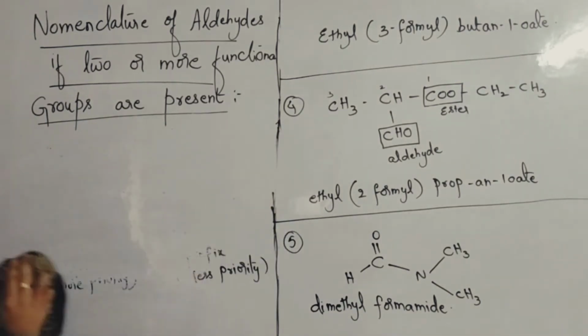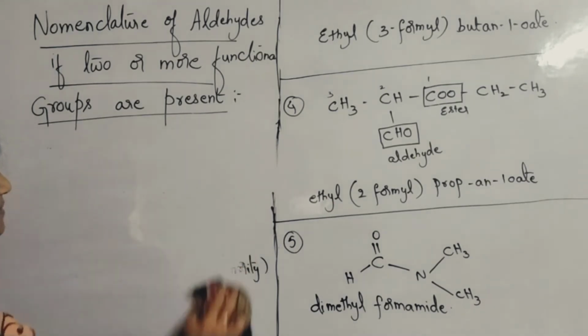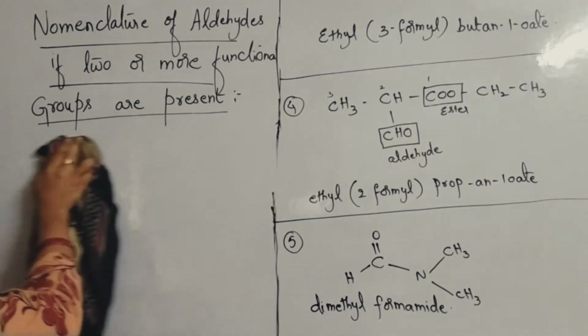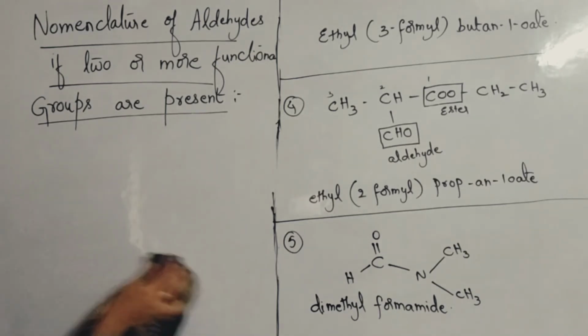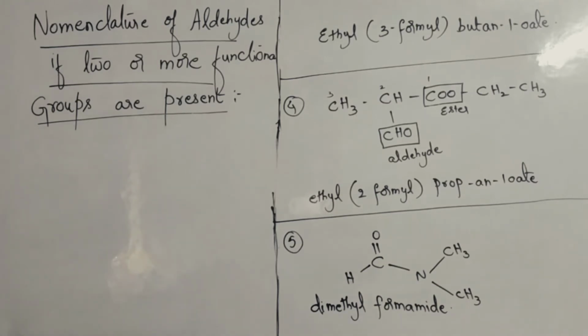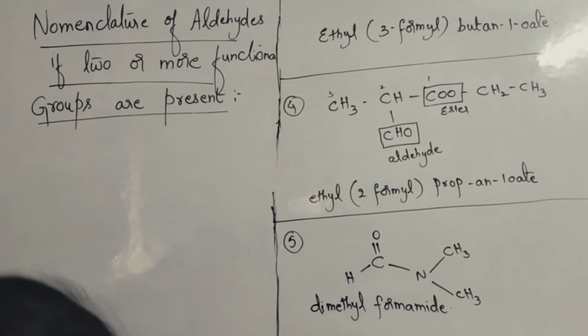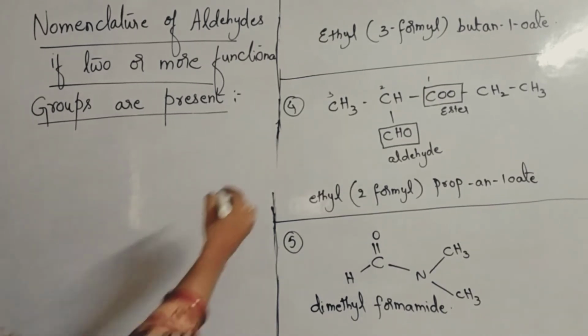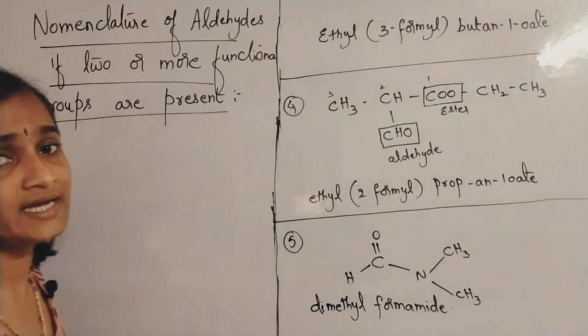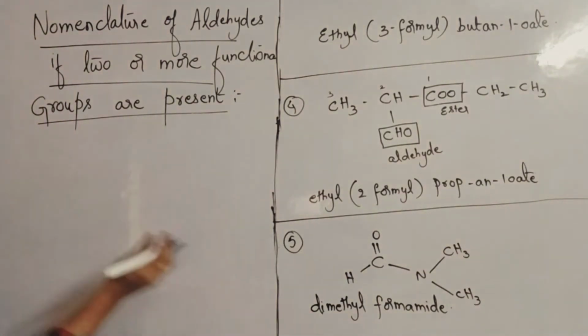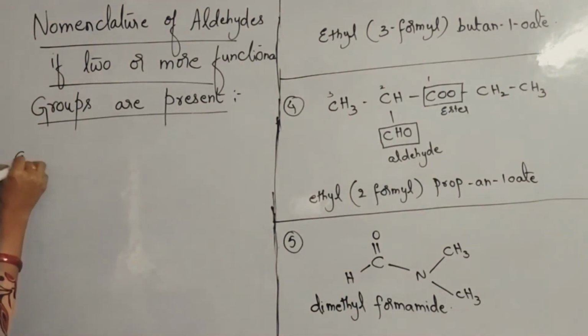Even with acid halides also, you have some examples. You can take some examples in which acid halides as well as aldehydes both are present. Okay, let us see 1 or 2 examples. You all know that acid halides are also having more priority than aldehydes.